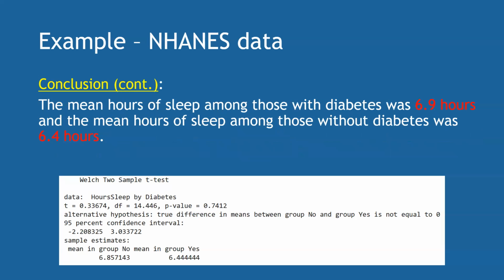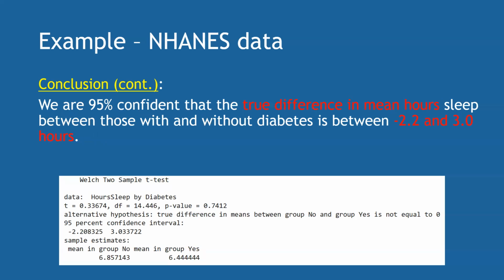Okay, some other things that you can use this t-test output for is you could look at the mean hours in each group. So it actually summarizes the mean in the no group, that is those without diabetes, and the mean in the yes group, those with diabetes. So then you could also summarize by saying that the mean hours of sleep among those with diabetes was 6.9 hours, and the mean hours of sleep among those without diabetes was 6.4 hours. And actually, this is one question that you are asked on your final project to do. So you can use the t-test to help you report these means.